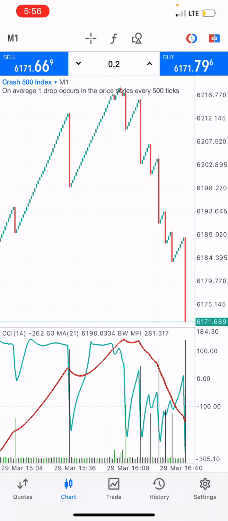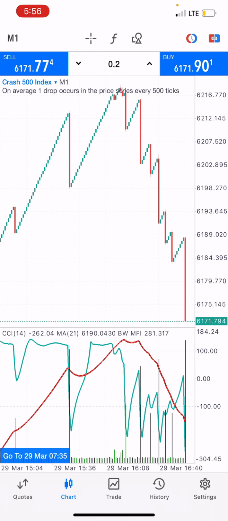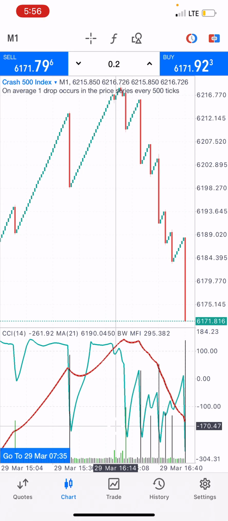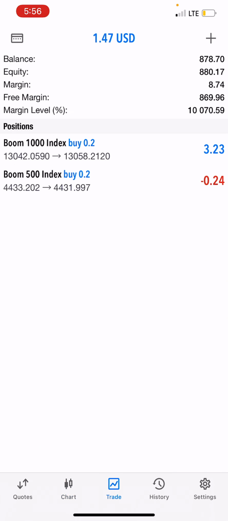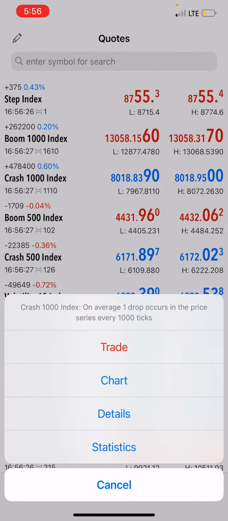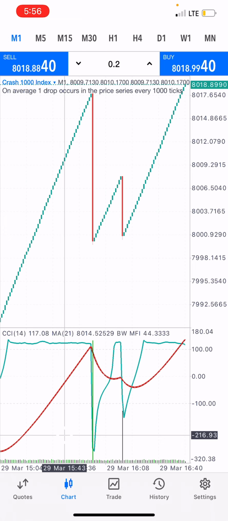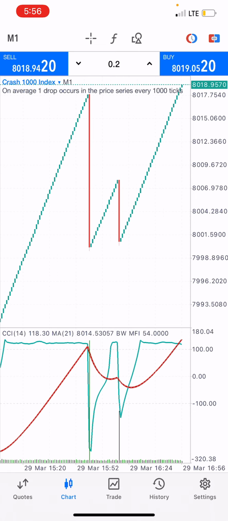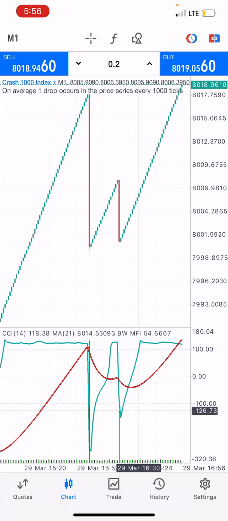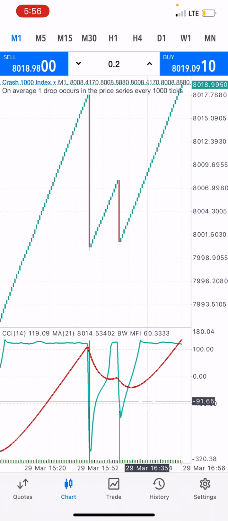Look, another spike just occurred right now, and I was about to enter the market. So waiting for Boom 500 index. Check on Crash 1000 index. Great. Crash 1000 index is actually giving us a sell signal right now. You can see the red moving average crossed above the green line at the overbought level.